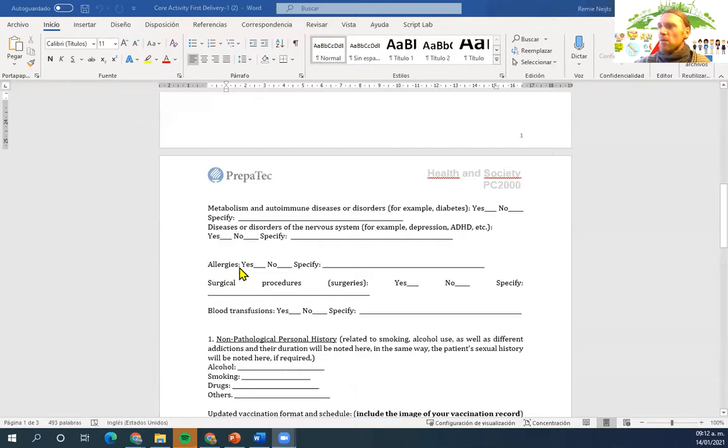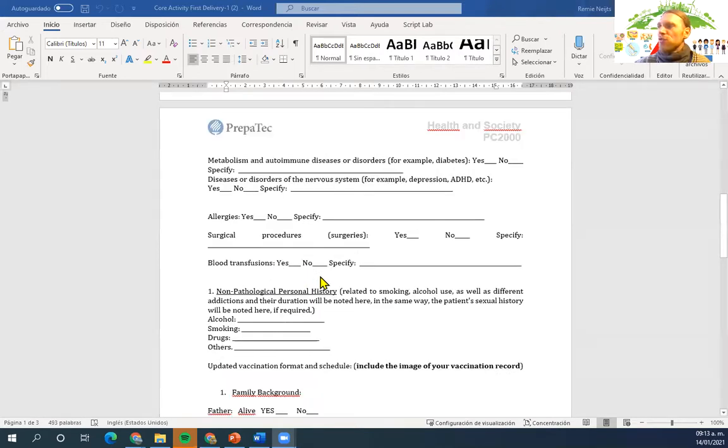Okay, then we go to the allergy section. Some of you might have allergies against pollen or peanuts, or the most common things. You write it down here. If it's not enough space, you can of course make it bigger. Then whether you had any surgeries done, or any blood transfusions. In blood transfusions, if you know your blood group, it's also good to know. Normally we do a practicum in the class to define what your blood group is.